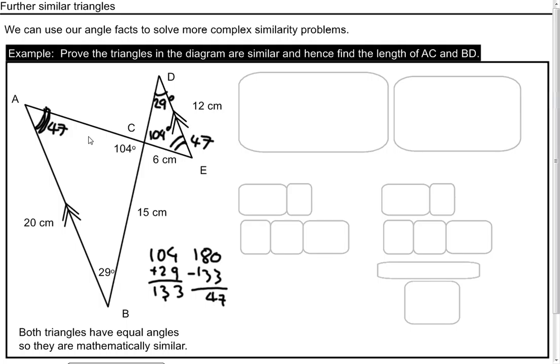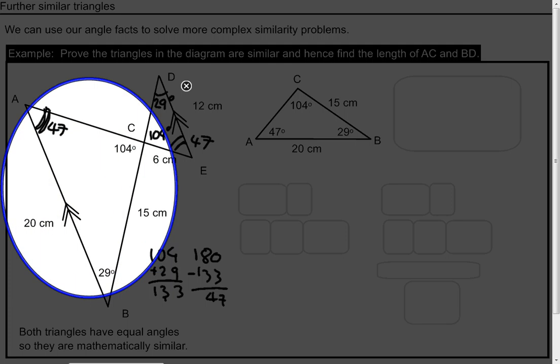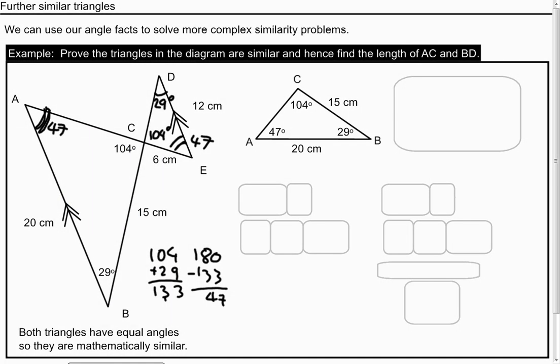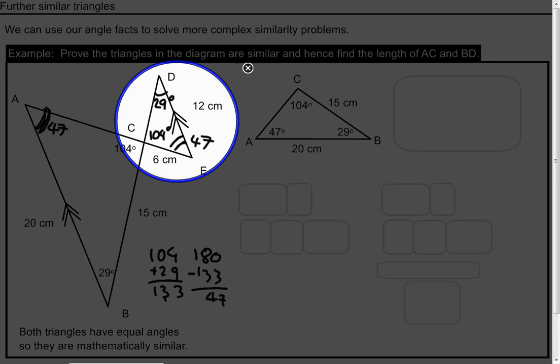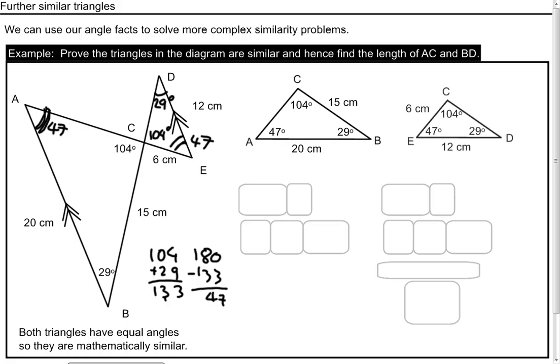Now, what I would recommend here, just to make things a bit easier, is I would take the triangle ABC, so this one here, and I've just redrawn it so it's sitting flat, all the angles written down. And I would take CDE, so the smaller of the two, and I've also redrawn it. The reason for that is it makes it very easy to find which sides correspond with which.